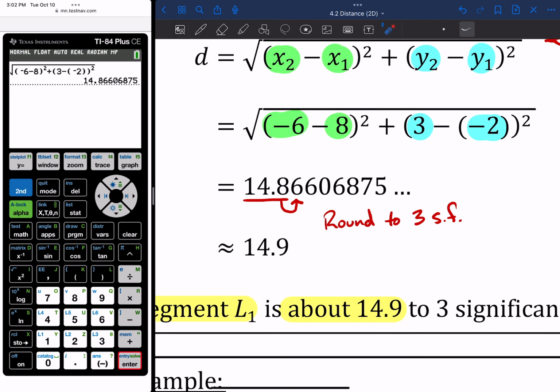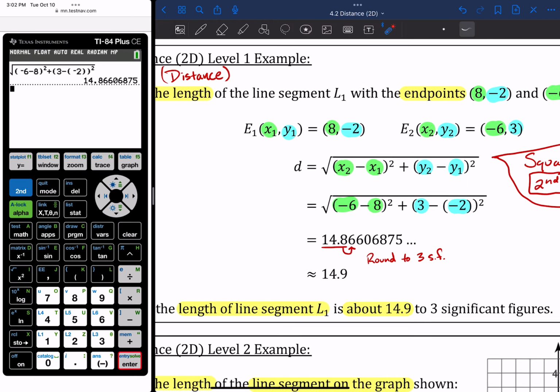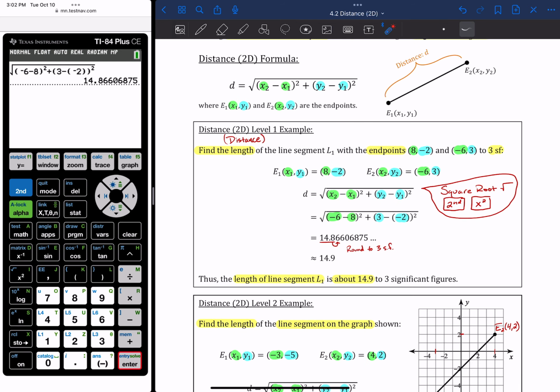So here you can see, I have the entire answer from my calculator, but I need to round to three significant figures. So I'm going to grab the first three, 1, 4, and 8. Ask myself, should I round that 8 up? Well, yes. Based on the number to the right, it is 6. It's 5 or more. So I'm going to take this 8 and round it to 9. So approximately the length of the line segment L1 is about 14.9 to three significant figures.